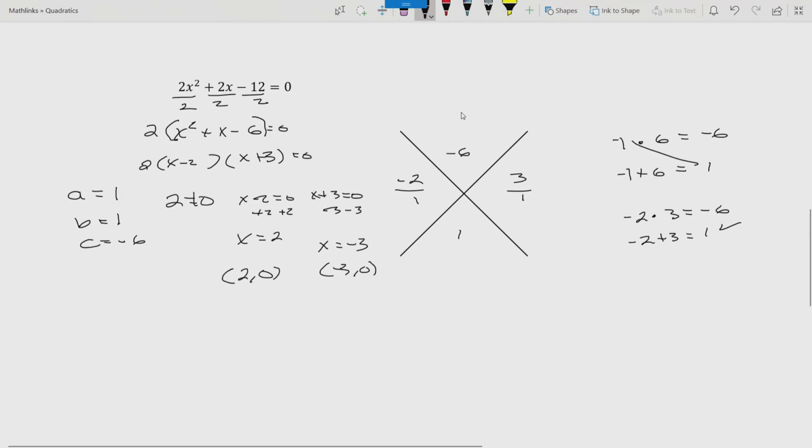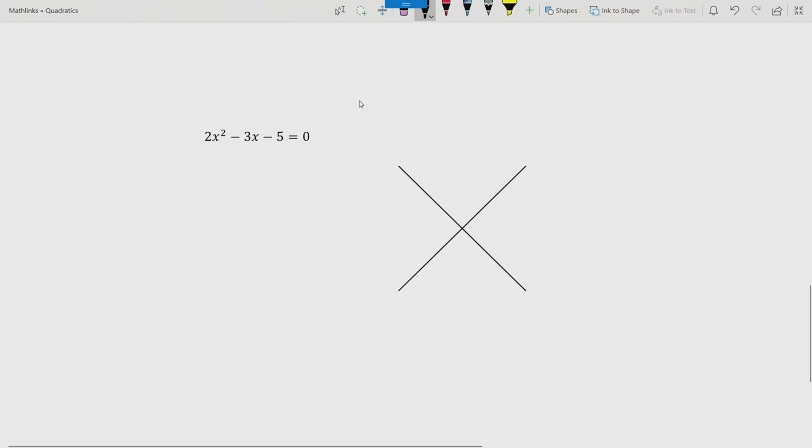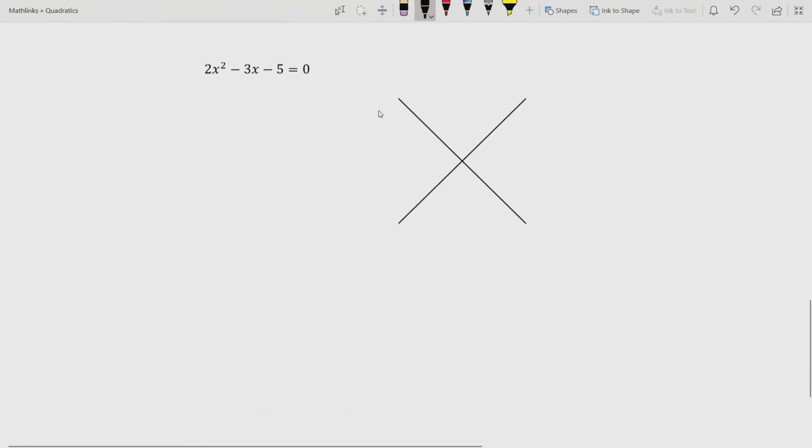All right, so let's try one more equation. We have 2x squared minus 3x minus 5. So this time we do not have a greatest common factor, and we have a number other than 1 for our a. So our a is equal to positive 2 this time. Our b is negative 3. And then our c is negative 5. So we want to multiply our a times c, which is 2 times negative 5. That is negative 10. And then we have our b is negative 3.